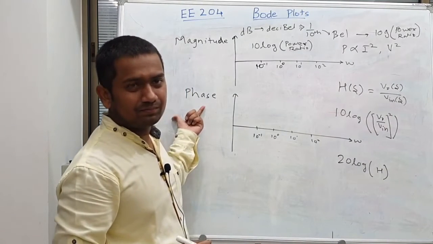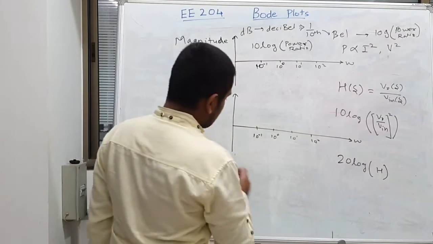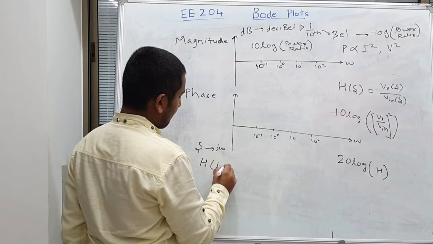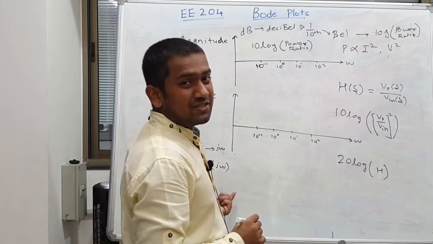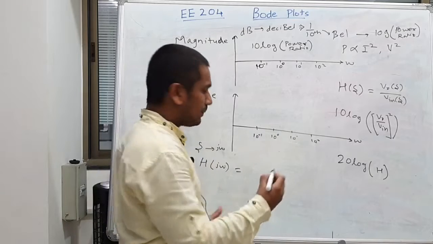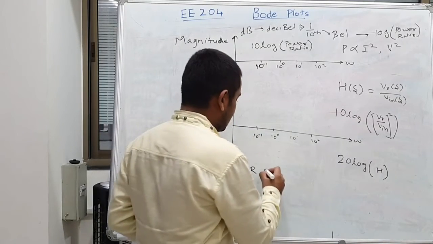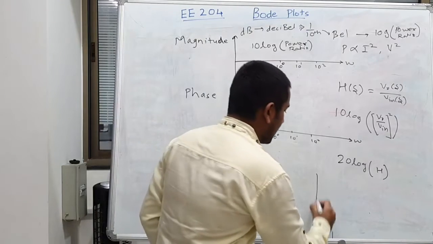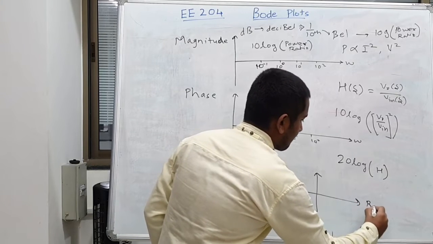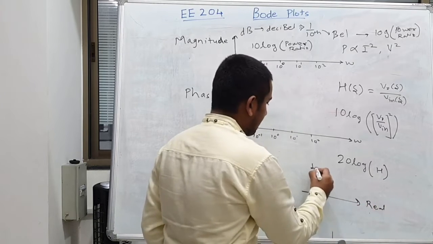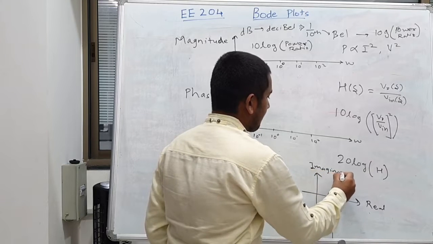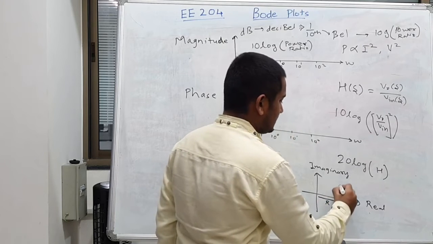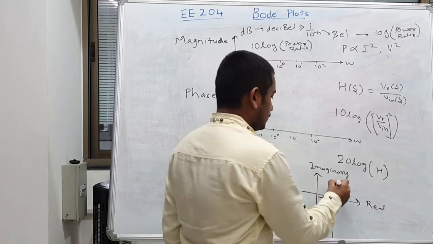Let's look at phase. H of S, when S is replaced with j omega, is a complex function which can have some real part, say R, and imaginary part, say I. In complex plane, this can be shown as, this is real axis, this is imaginary axis, R distance apart on x axis and I distance apart on y axis. So somewhere here.